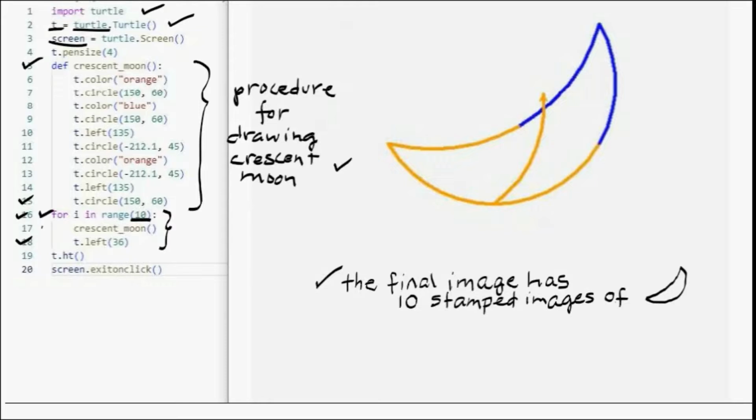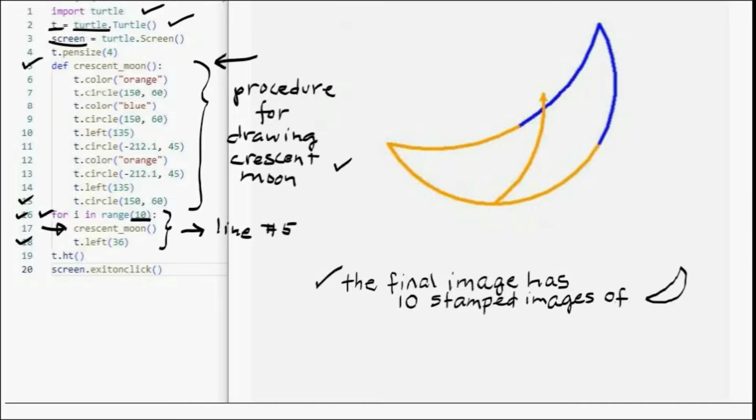In number 17, this is a very important command. I'm calling the crescent moon function, and the crescent moon function is line number 5. So we go to line number 5 here.